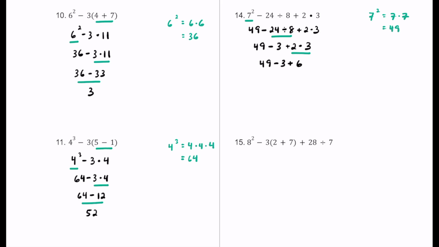Between subtraction and addition, they're equals, so let's do the one to the left. 49 minus 3 is going to be 46. 46 plus 6 is going to equal 52.